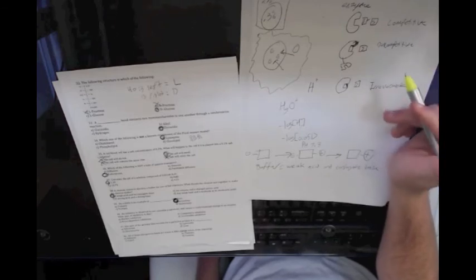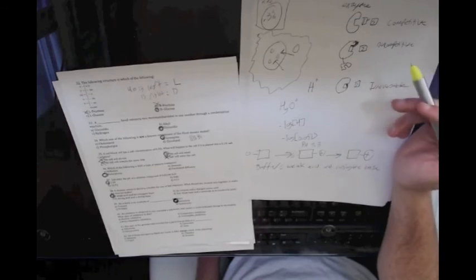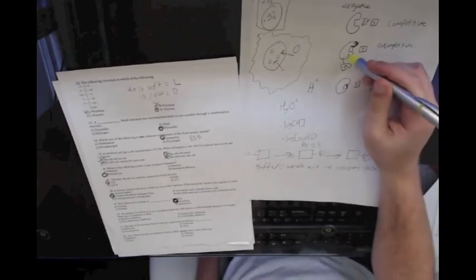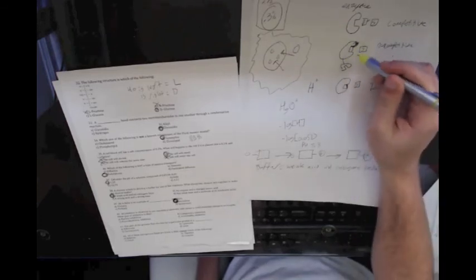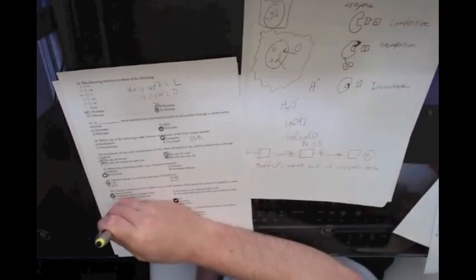So, in this case, it says it does not resemble the substrate, so that narrows it down to non-competitive and irreversible. And it causes a conformational change in the enzyme, so that would make it non-competitive. That's when it binds somewhere else and changes the shape of the binding pocket. So that's non-competitive inhibition, which is answer choice C.